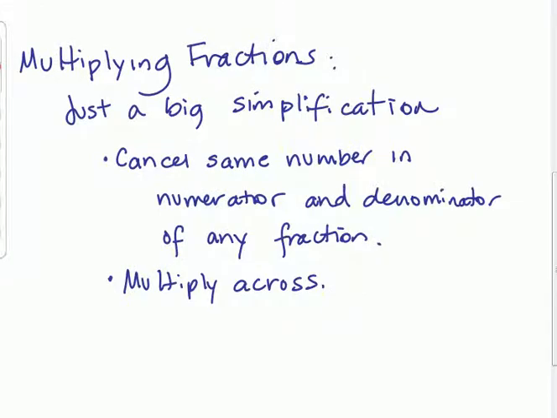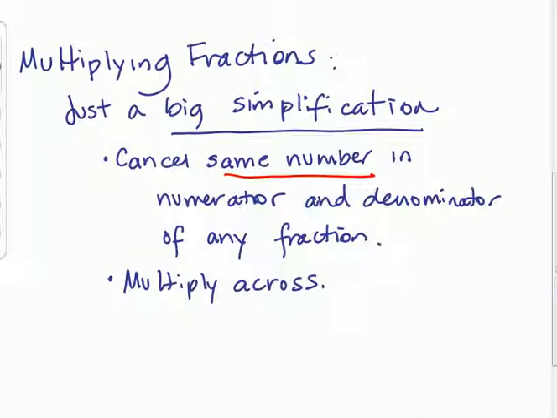As a reminder, I'm going to say it one more time. Multiplying fractions is just a big simplification problem. You can cancel the same number in the numerator and the denominator of any fraction. They can be catty-corner to each other, they can be right on top of each other, but it's something in the numerator and something in the denominator. When you finish doing all of the canceling that you can, you just multiply across and you've got your answer.